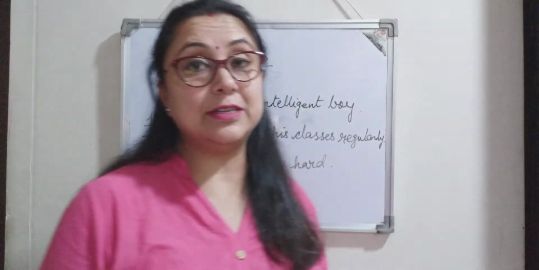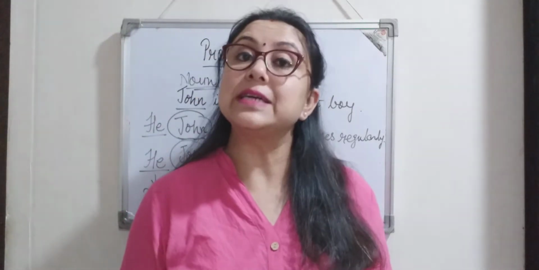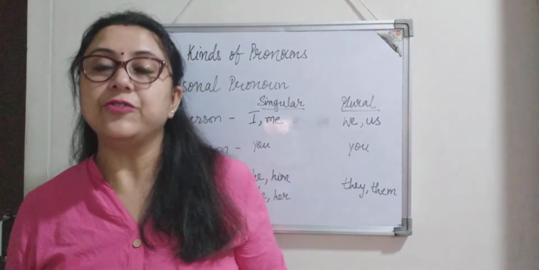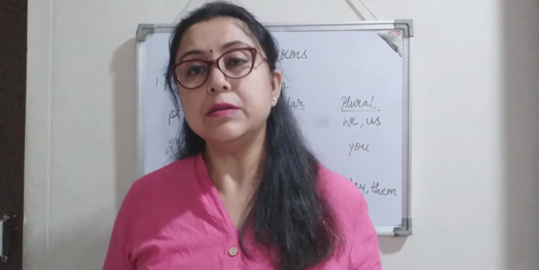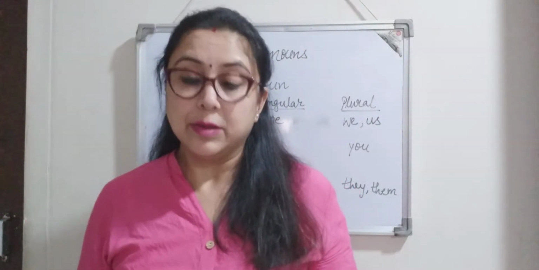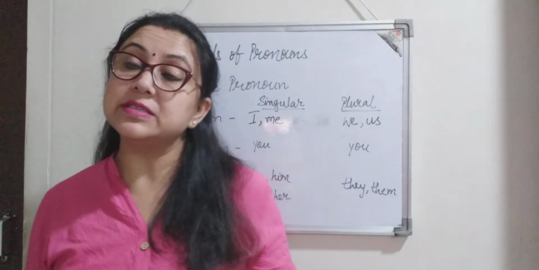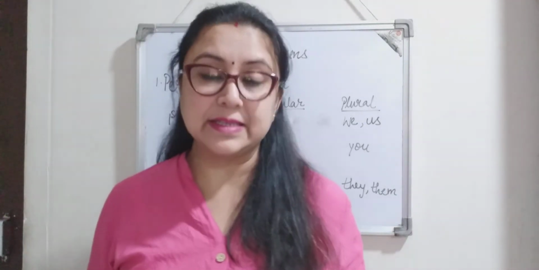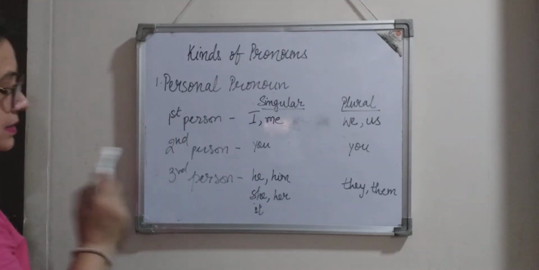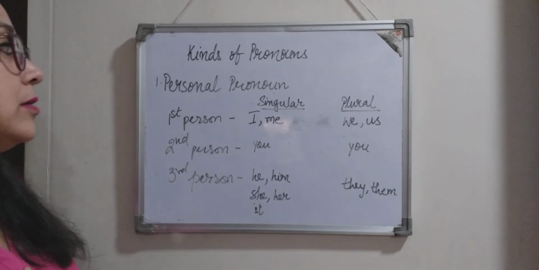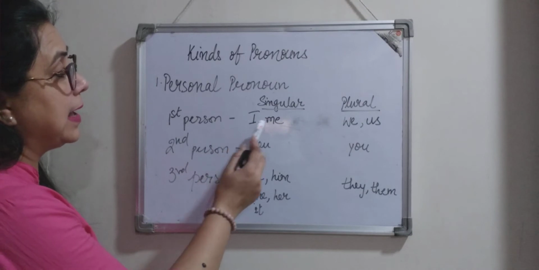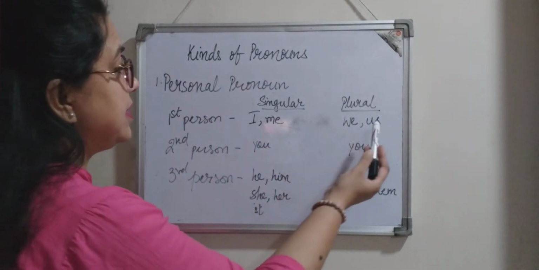Now let's proceed further and talk about different kinds of pronouns. So the first kind of pronoun is the personal pronoun. A personal pronoun is one which stands for a person or a thing, right? The three persons are first person, second person and third person. The pronouns used for first person are, in singular number, I, me, and in plural number, we, us.